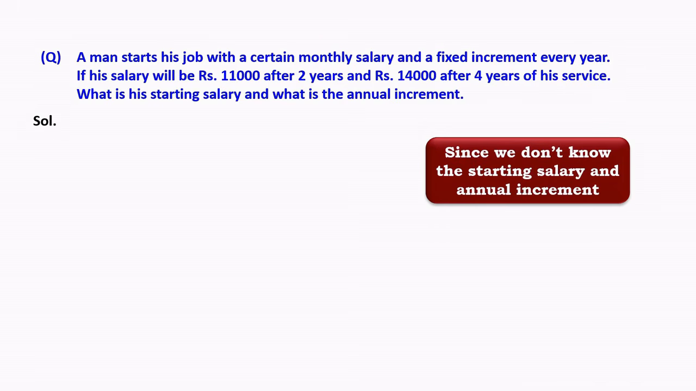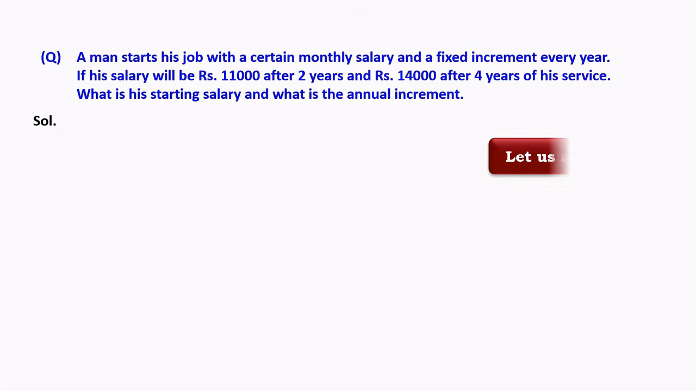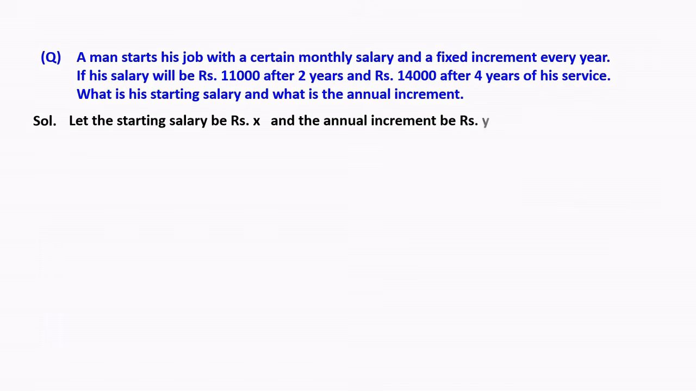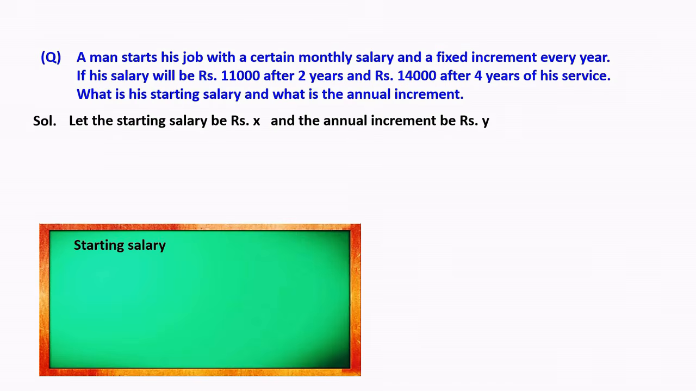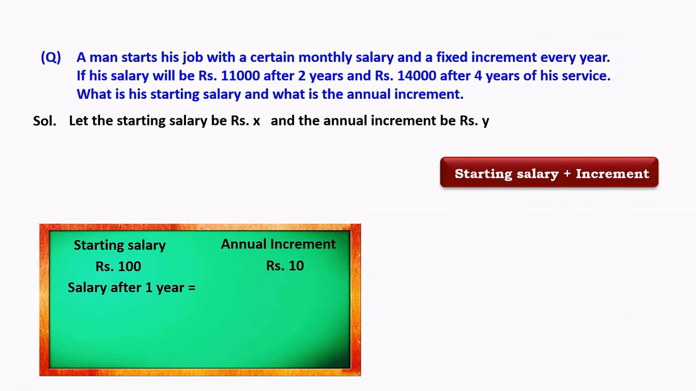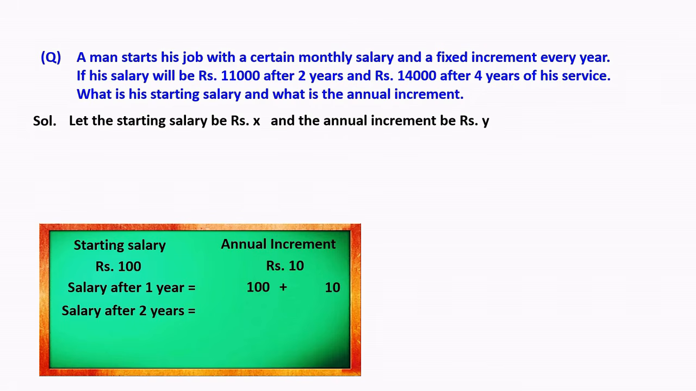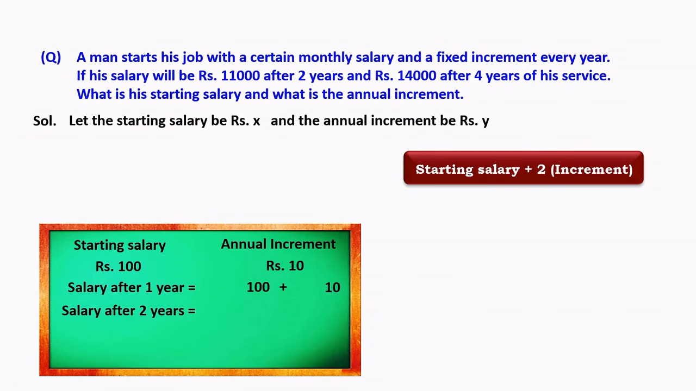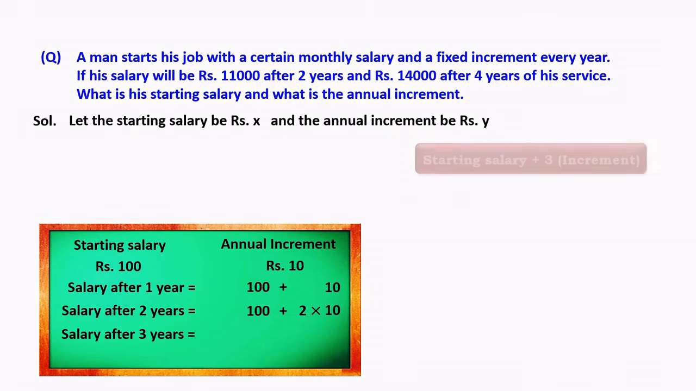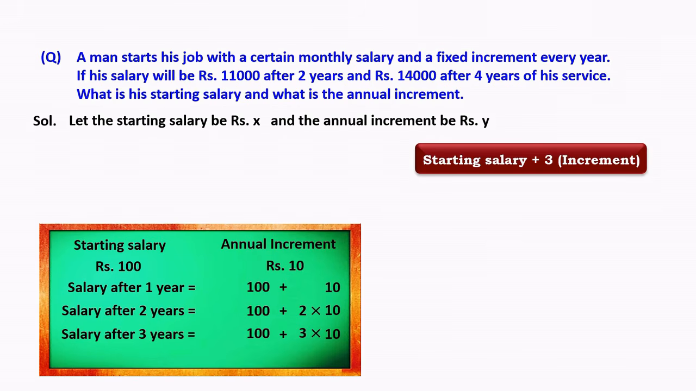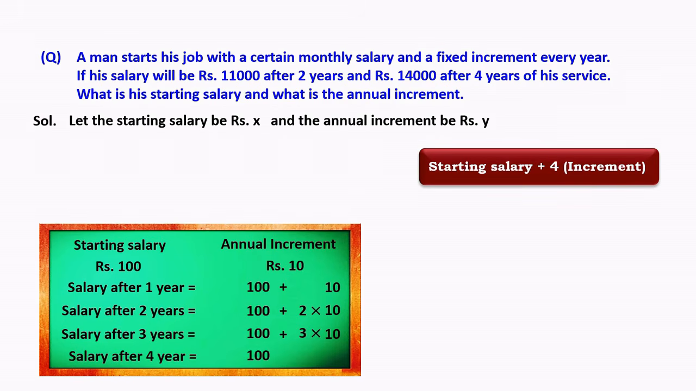Since we do not know the starting salary and the annual increment, let us assume starting salary plus increment. Let the starting salary be 100 rupees and the annual increment be 10 rupees. Salary after 1 year is equal to 100 plus 10. Salary after 2 years is equal to 100 plus 2 times 10. Salary after 3 years is equal to 100 plus 3 times 10. Salary after 4 years is equal to 100 plus 4 times 10.